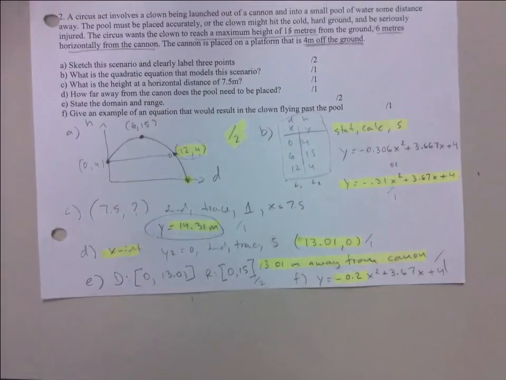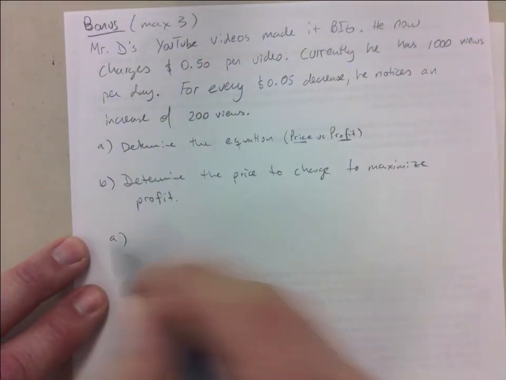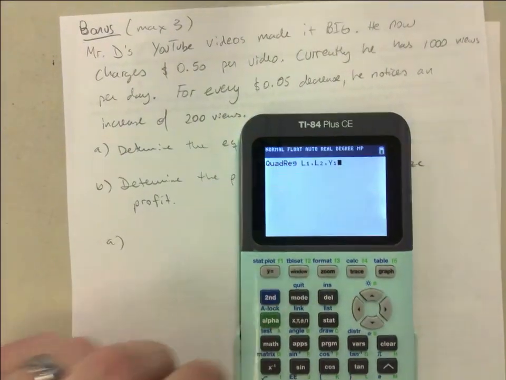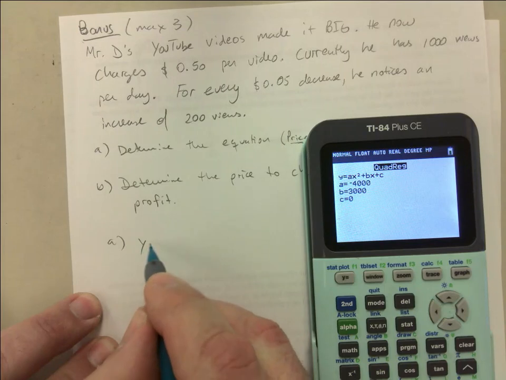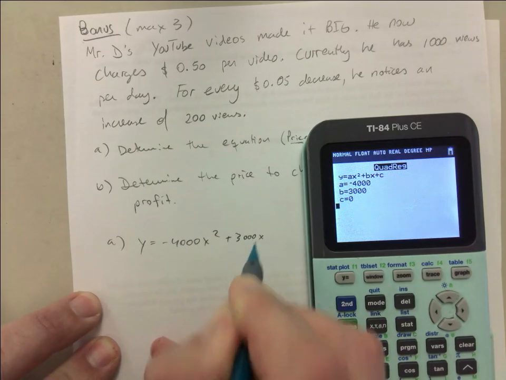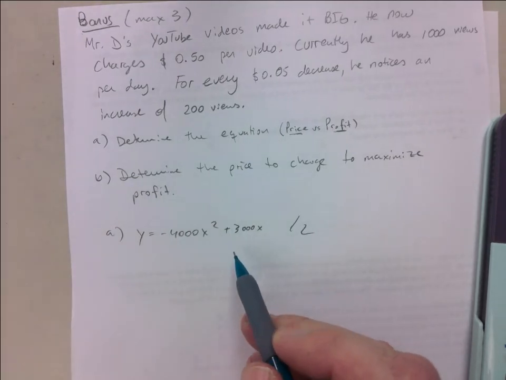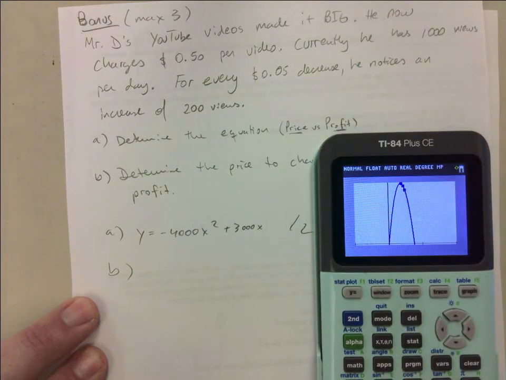If you're interested in the bonus, let's do that on the back here. I have this on my calculator, so I can cheat a little bit. That is the equation. So you get 2 marks for it because you had to make your points and you had to come up with the equation. And then B, I'm just going to graph it.